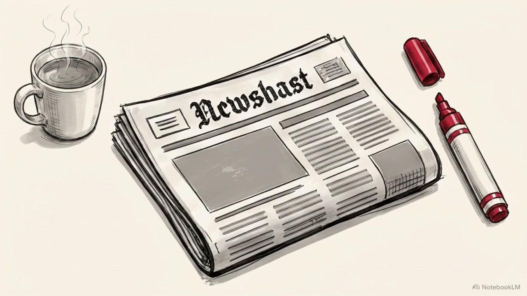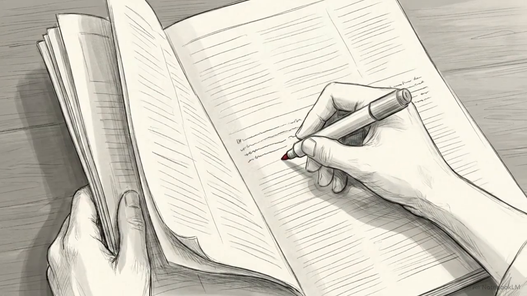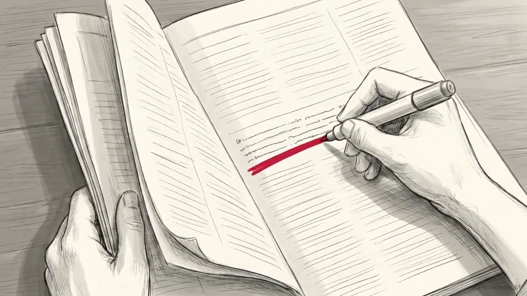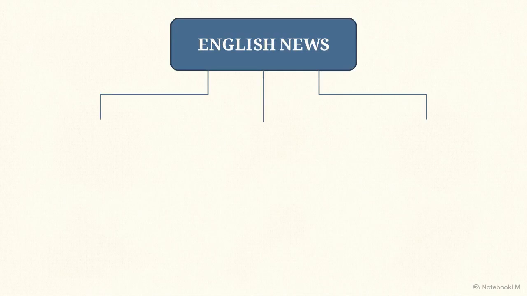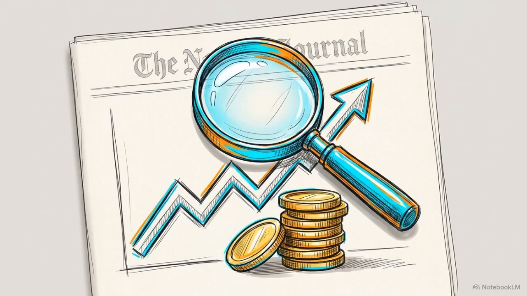Now for the homework. Pick up an English newspaper today, go to the politics section, and find and underline 3 of the specific words we learned in this session. Improving your English is a methodical process of learning one theme at a time. Keep practicing these matrices, and next week we will analyze the business and economy section.